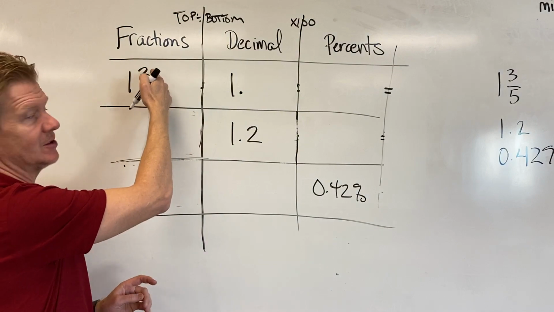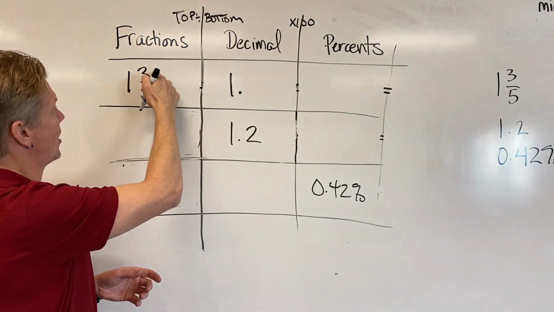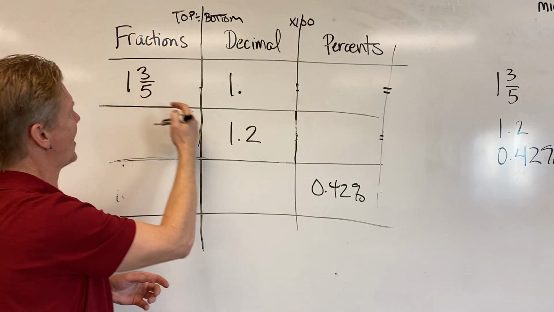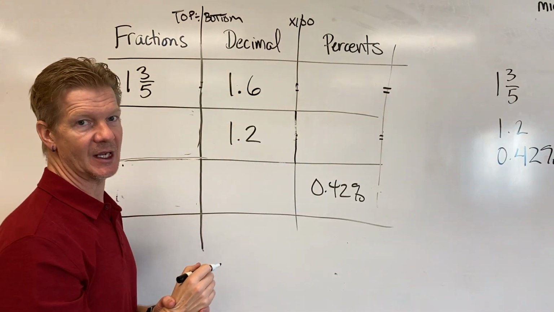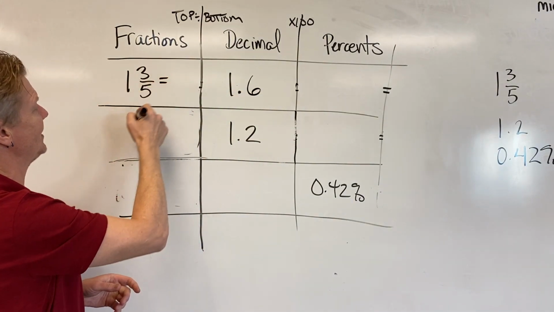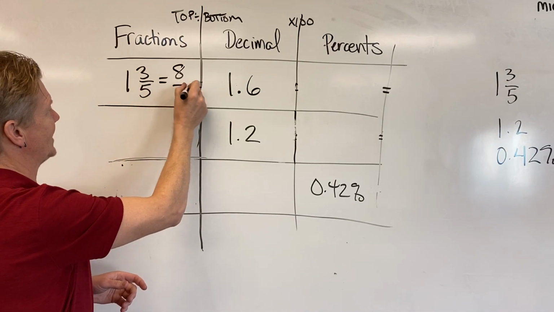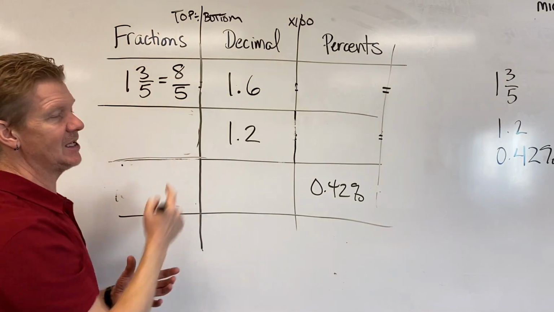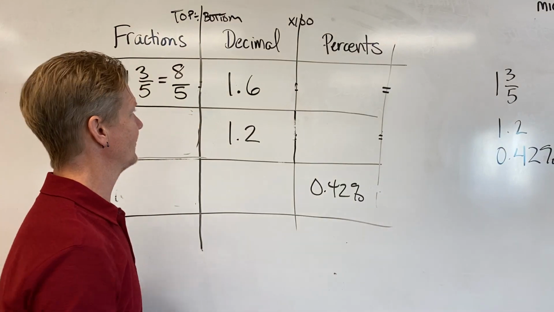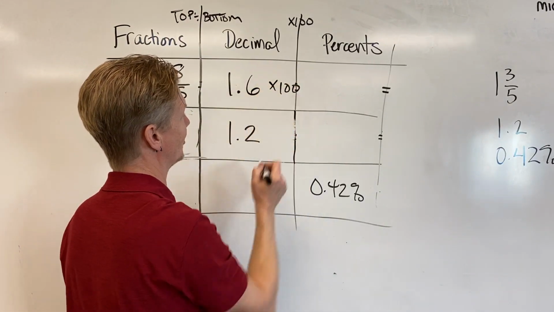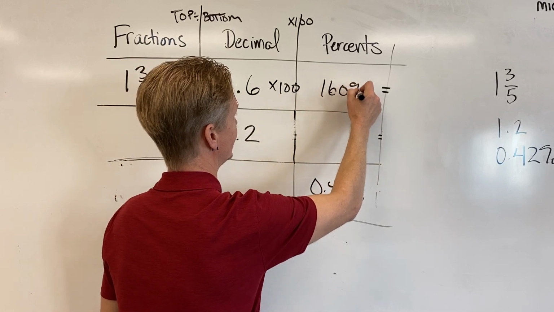And to get the decimal, I just do the same as what I've always been doing. Top divided by bottom of my fraction. 3 divided by 5 is 0.6. Or I could back here make this into a proper fraction. So 1 times 5 plus 3 is 8/5, and then go 8 divided by 5, and that would give you 1.6. Both ways work. And then to get a percent, I multiply by 100, and I get 160%.